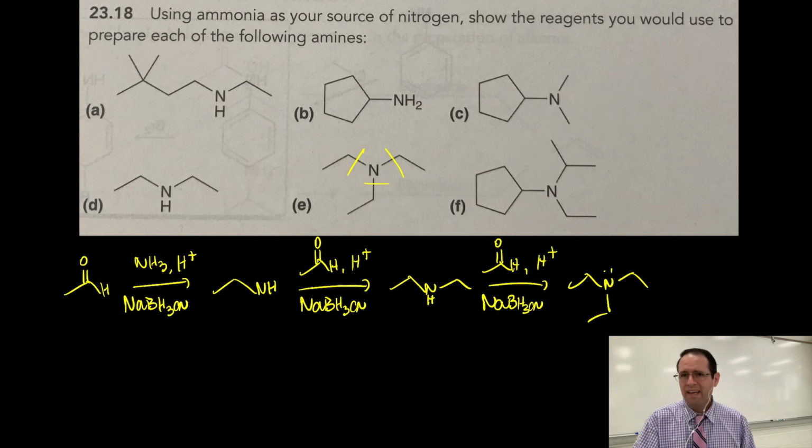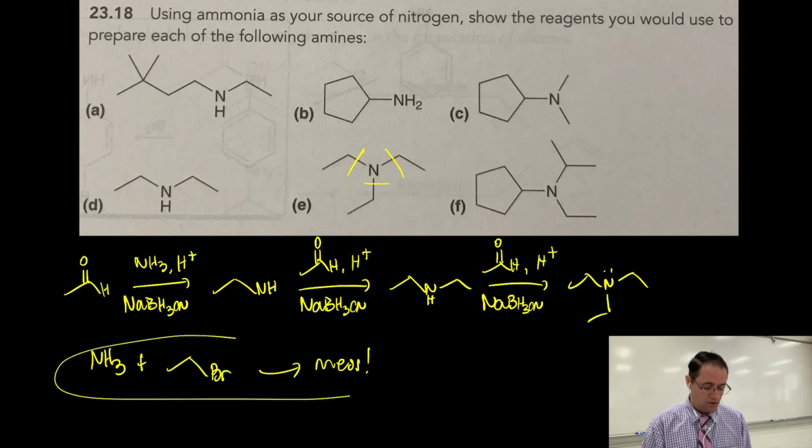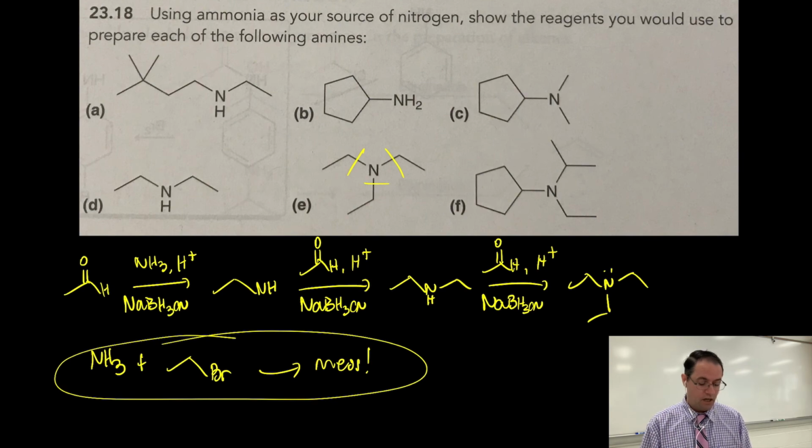All right, why can't we just add ethyl iodide? Well, if you add ammonia and 3 equivalents of this, you're going to get mono, di, tri, and over alkylation, which gives you the tetraethyl ammonium bromide. So this gives you an awful mess and a mixture, okay? So don't try to do that. Do the reductive amination, which is very selective. All right, let's do part F.